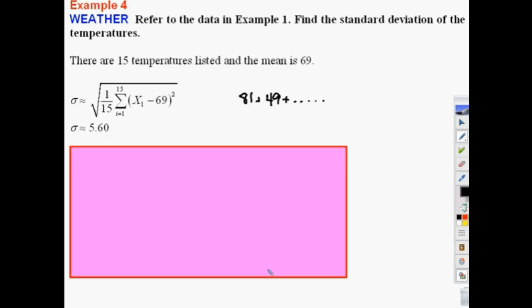Now, standard deviation can be thought of as what is a typical range, okay, off of the mean. So in this case, I would say the temperature in this town is 69 degrees, give or take about 5.5 degrees or 5.6 degrees. So I wouldn't be surprised to have a temperature of 74.6 degrees or as low as 63.4 degrees. That would be within one standard deviation above and below the mean.